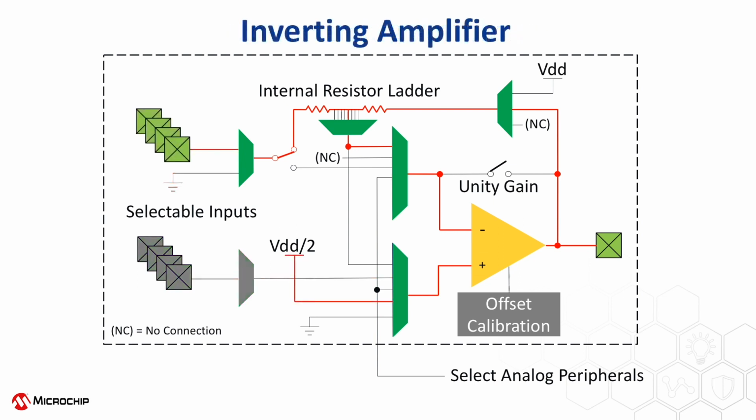The inverting amplifier can also have variable gain. However, the op-amp modules are single supply, so the inverting amplifier configuration has been modified to level shift the output by biasing the non-inverting input. In the diagram, the bias is supplied by the internal VDD/2 level. The internal resistor ladder functions as the feedback network.